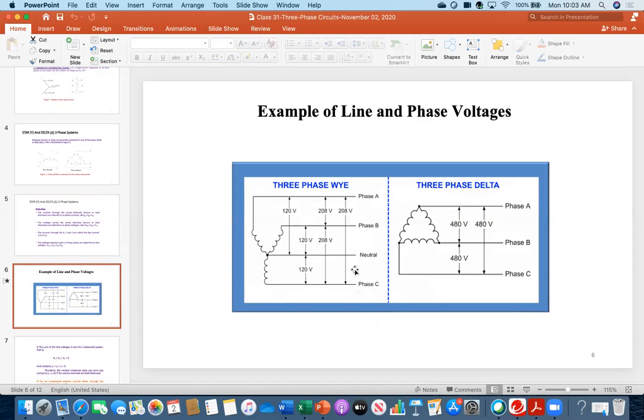Okay, everybody see this one. Look, this is a 3-phase Y connection system. The example: this is A phase, this is B phase, this is C phase. If it is a 3-phase Y connected system, then at this common point you can connect a neutral line.